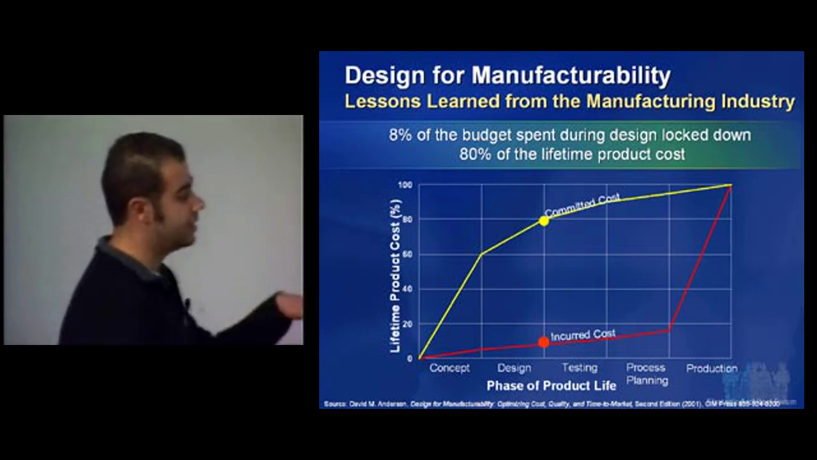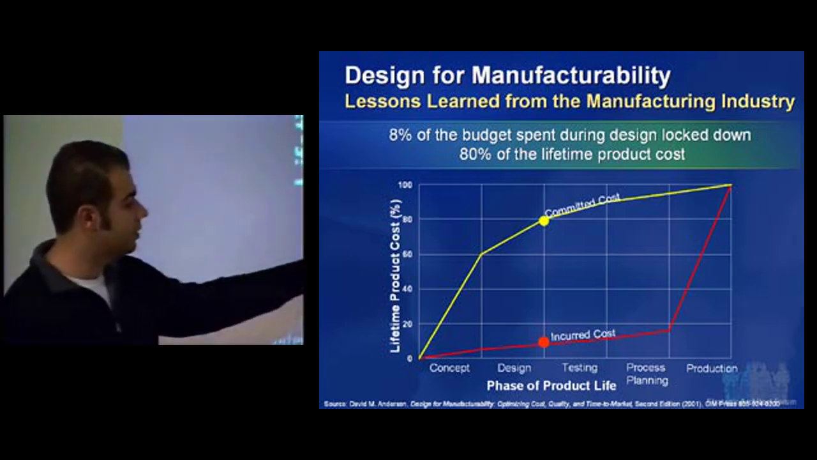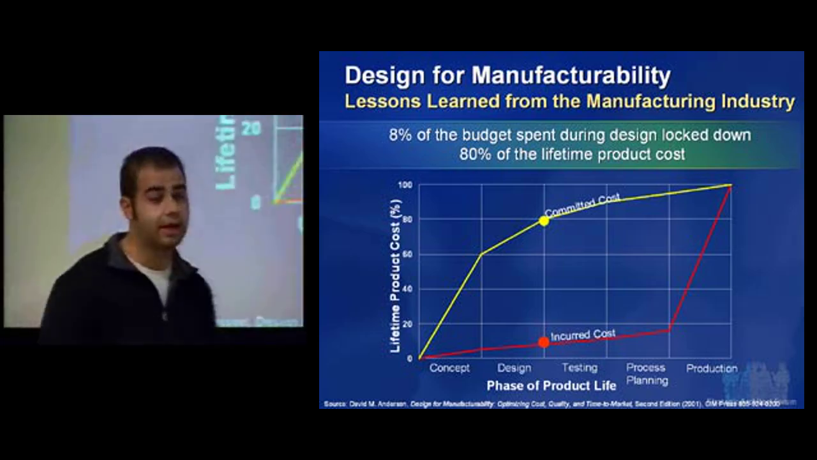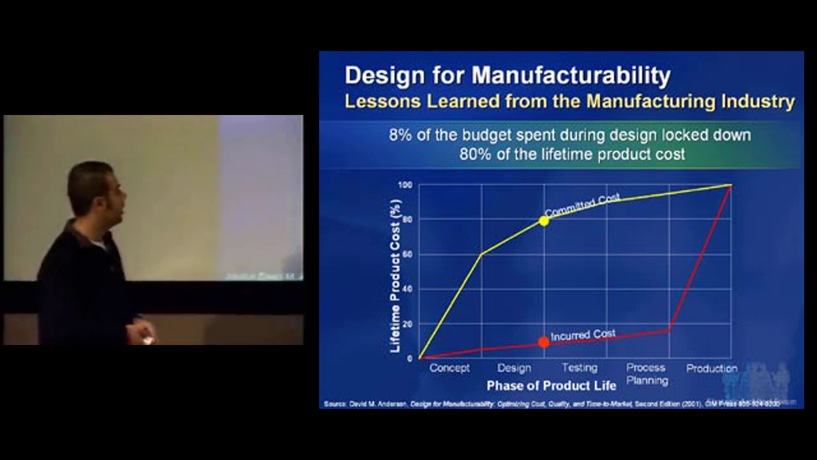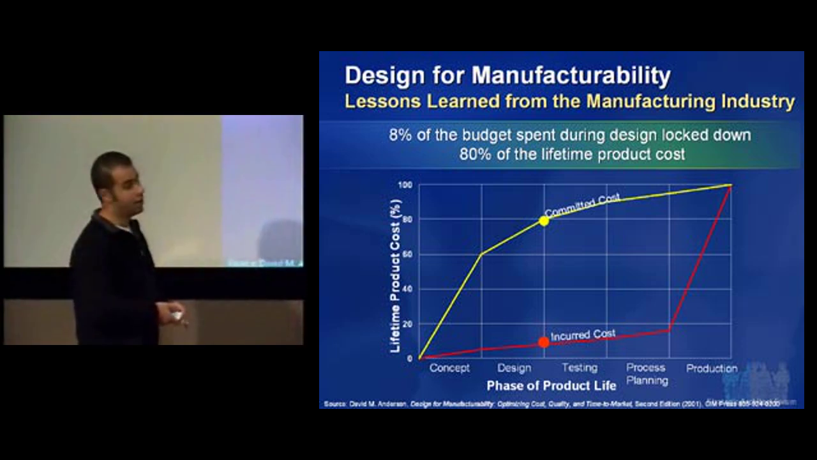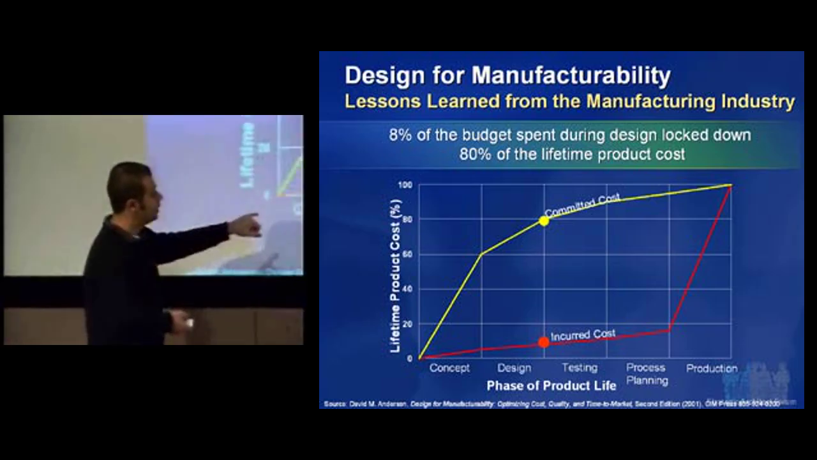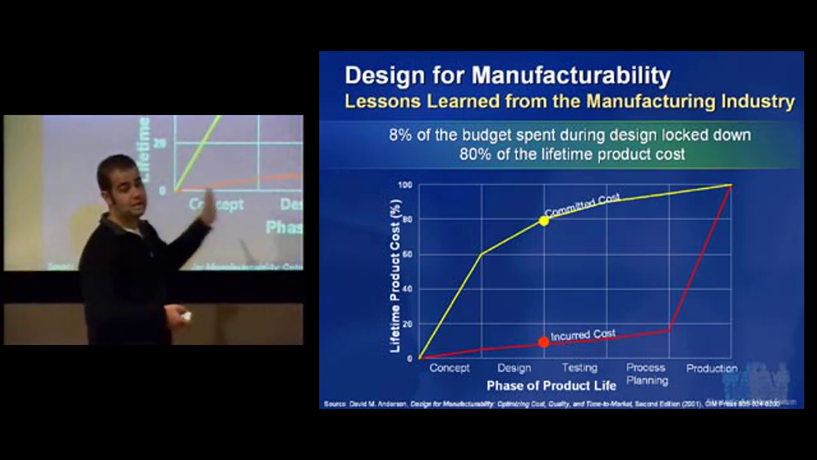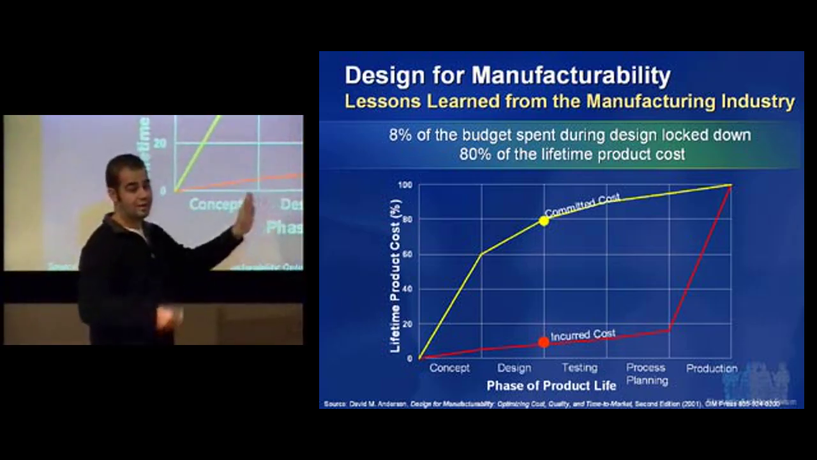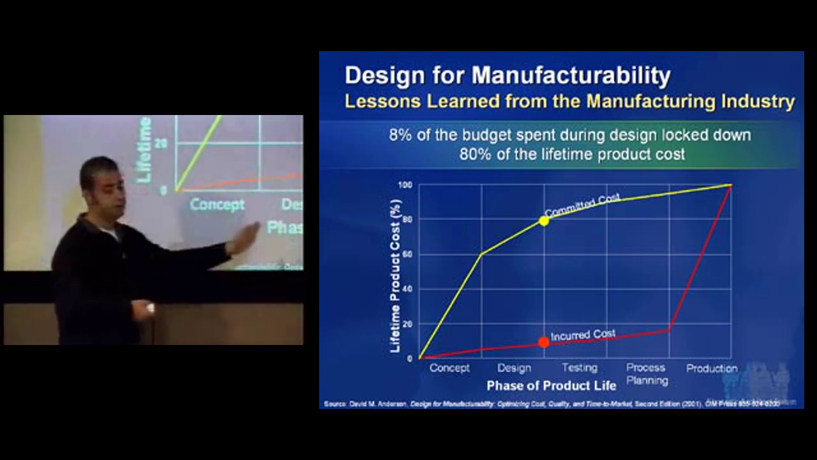On the x-axis, you see the different stages of a product's life, from conceptualization to design to testing to process planning to the actual production of a system or of a product. And on the y-axis, we see the lifetime product cost. The red line shows the actual money that was paid on a product throughout the different phases of its life.